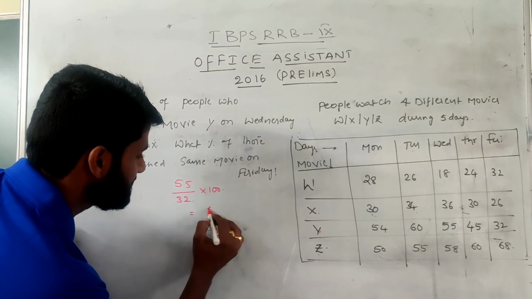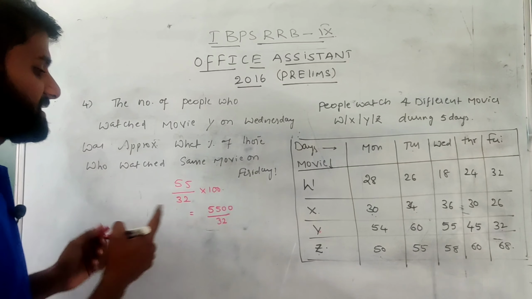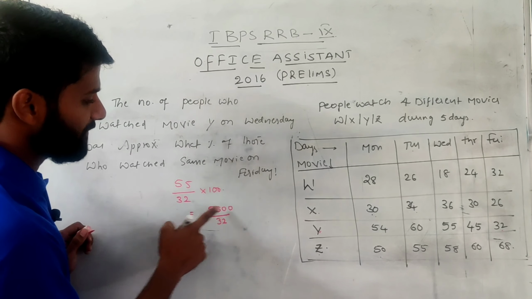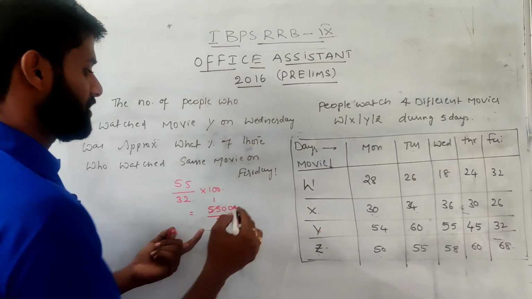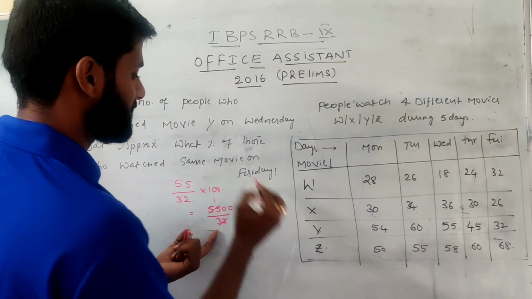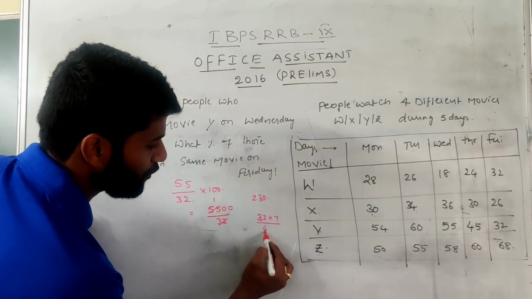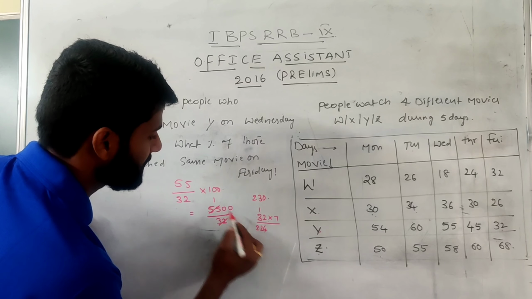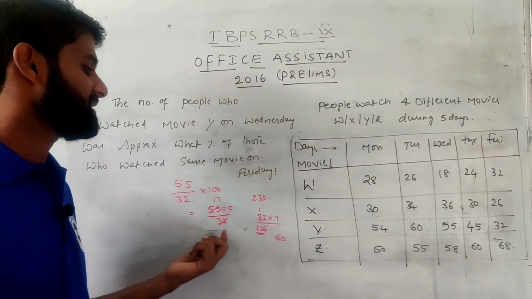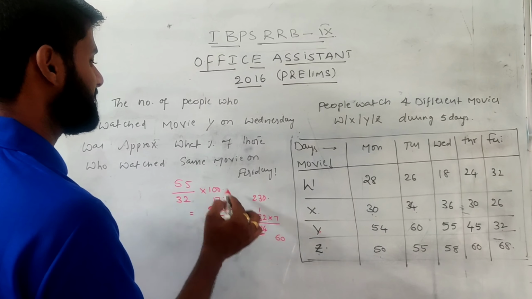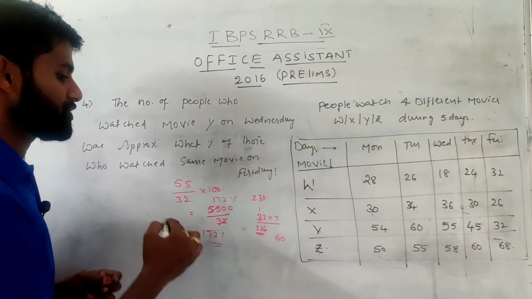So 5500 divided by 32. We require an approximation. 32 ones are 32, so we are left with 230. Again 32 into 7s: 7 2s are 14, 7 3s are 21, so 7 times here. We are left with a remainder of 60. Again 32 into 60. Approximately, the value is equal to 172%.